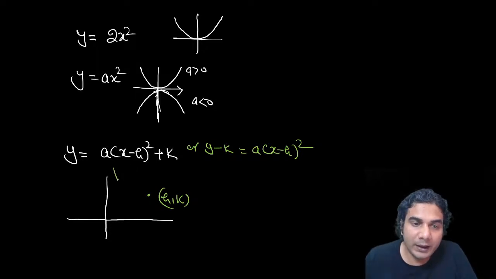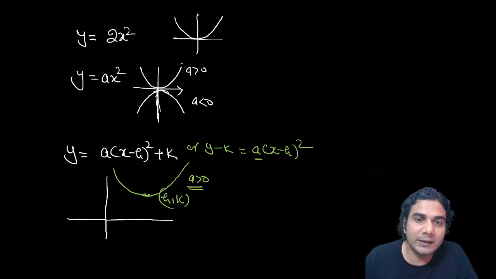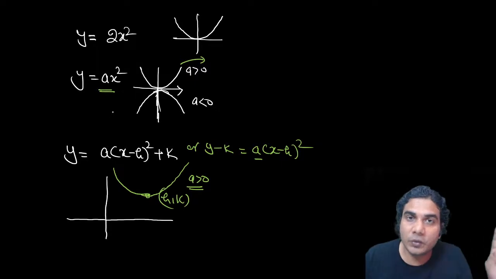And it will be upwards, depending on the value of a, all right? So if a is positive, that means a transformation has been done to this graph, and now the vertex, which was at 0, comma 0 for this curve, has reached the point h comma k, all right?